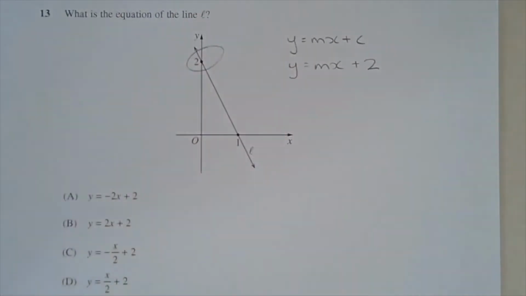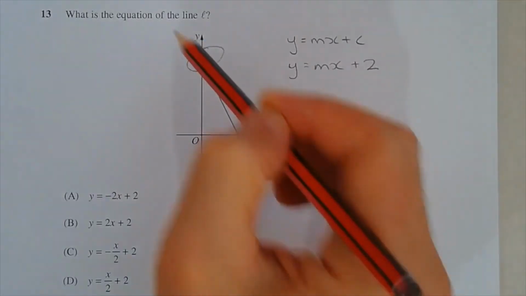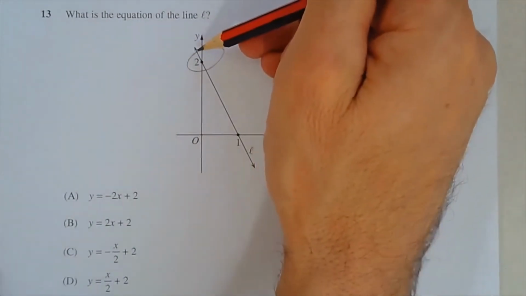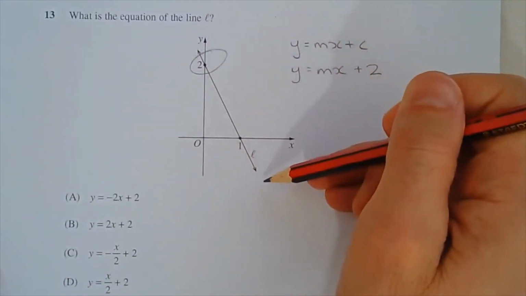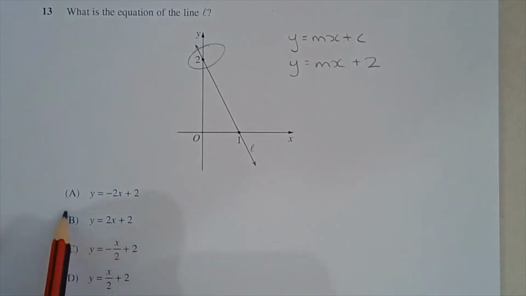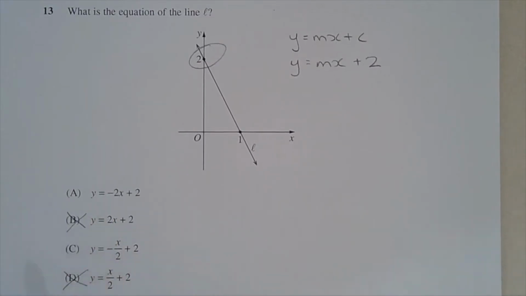Okay, but we need the gradient as well. Now, going from left to right, the line is starting up high and ending up a lot lower. So it's a negative gradient. So it's certainly not option B, and it cannot be option D. Both option A and option C have negative gradients.